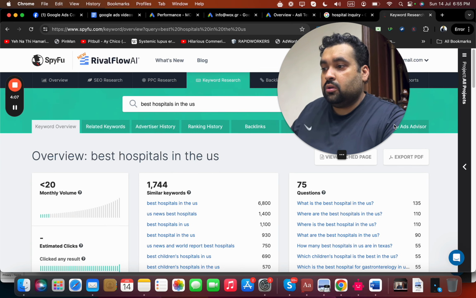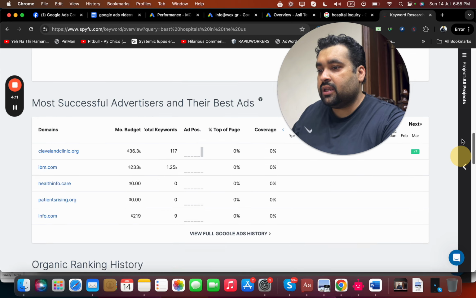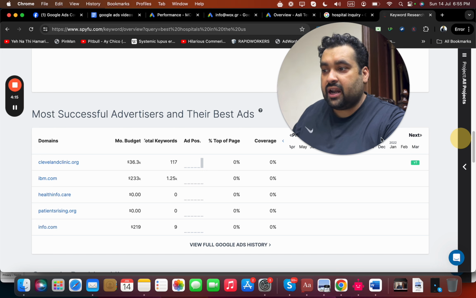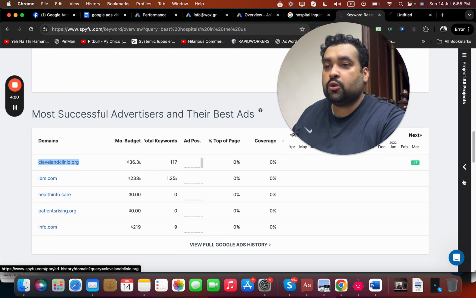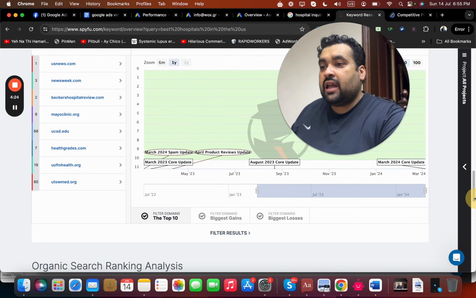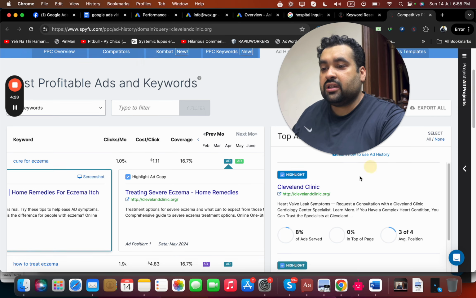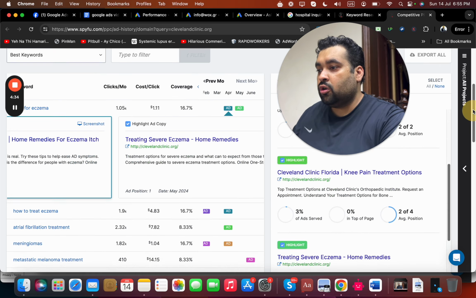And now you can see over here, you get the data, and that is the most successful advertisers and their best ads. You can click over here, and you can see their data. So that is very important over here, that you can see these are the top paid ads. So get your ads, look around for the keywords.